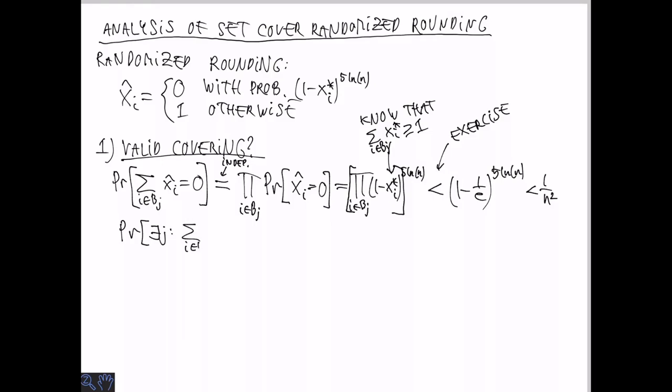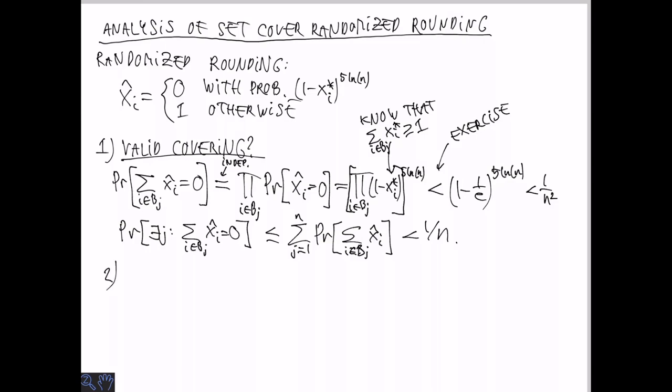Okay. Of course, this was just for a single j. So what's the probability that there exists a j such that this is the case? Well, we just sum all the probabilities. Basically, we upper bound the probability that such a j exists by the sum of the probabilities. And it's, again, less than 1 over a polynomial in n.